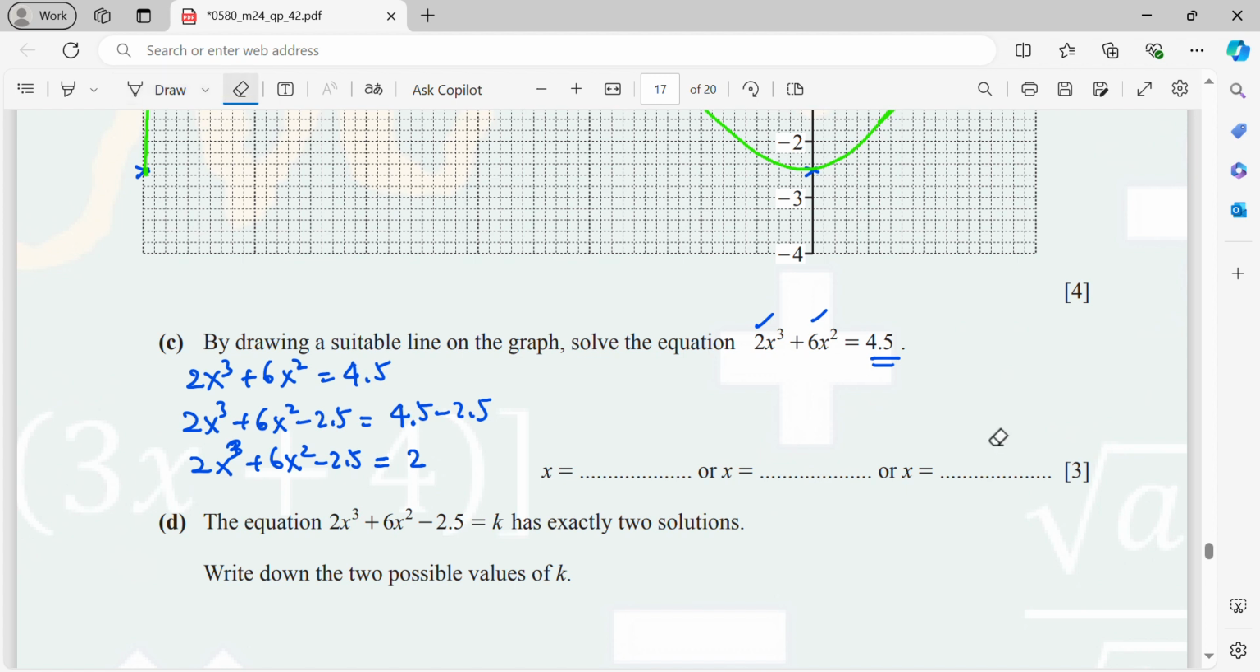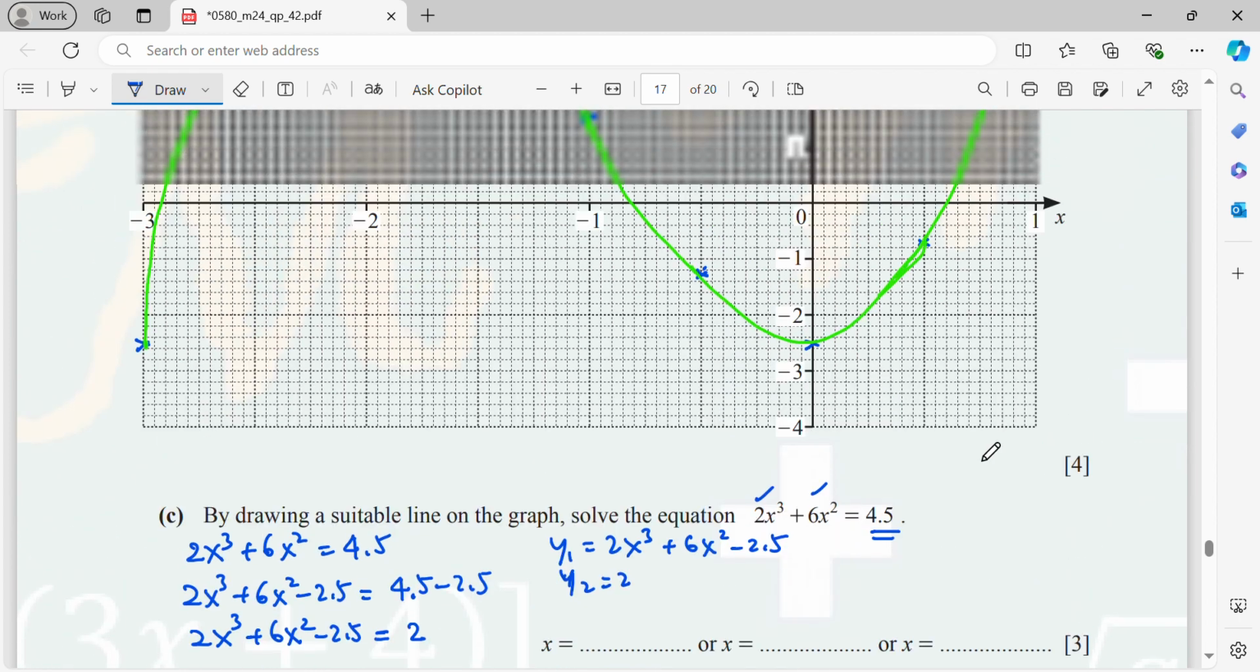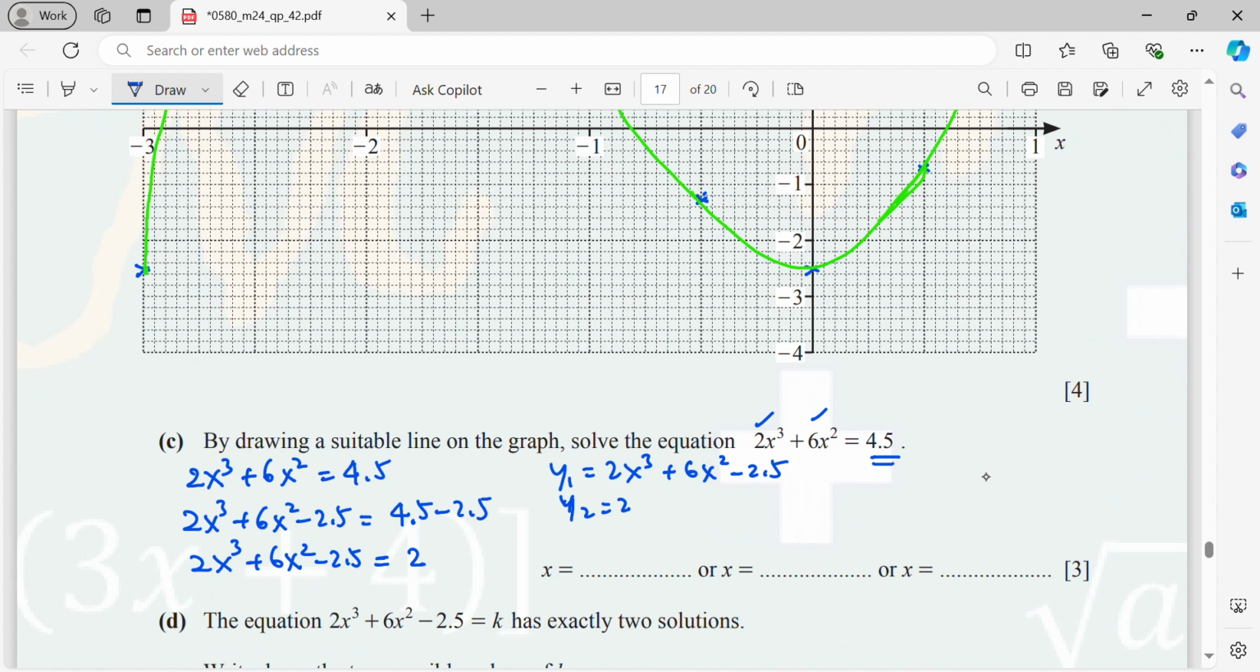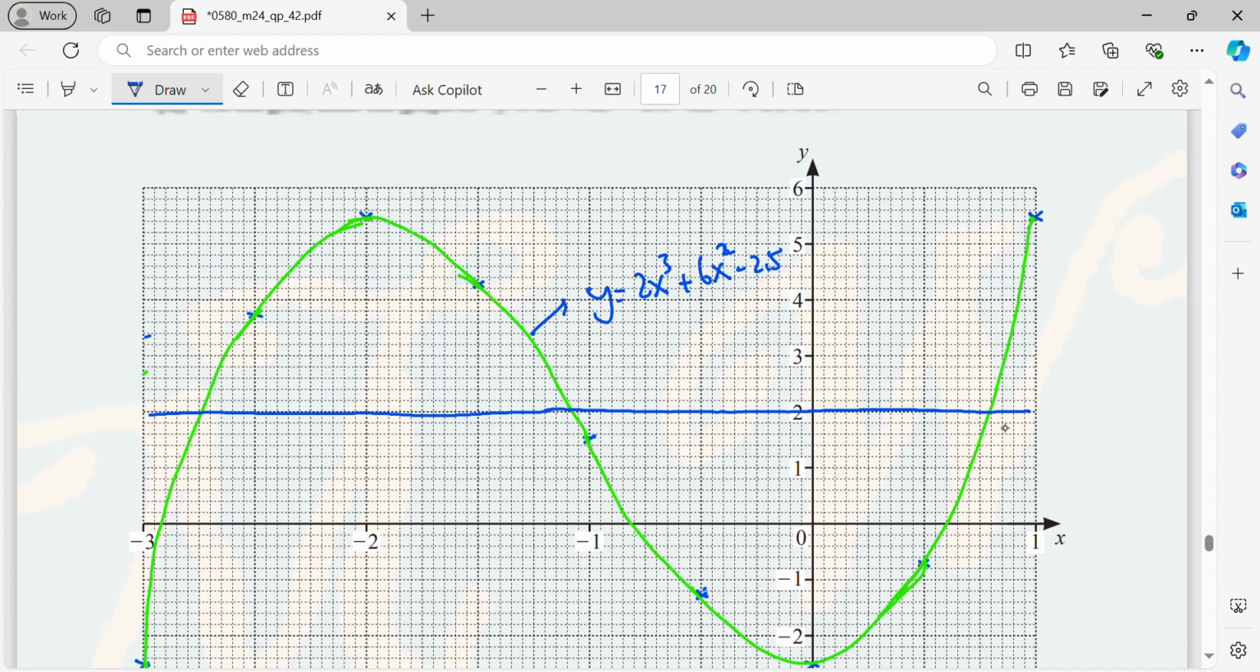That means now I need to add on y equals 2. So I will get y1 equals 2x cubed plus 6x squared minus 2.5, and then my y2 is going to be 2. So my y2 equals 2, that is a suitable line. So now draw a horizontal line. Okay, and then the intersection, because this equation is basically the intersection between two lines. So now the intersection points will be the x values. So you just read what the x values are.